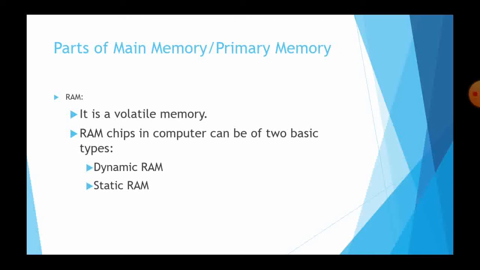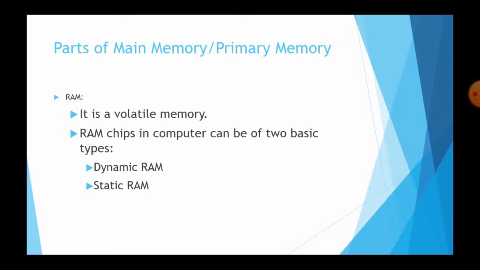Okay, let us learn the parts of main memory. The first memory is RAM. RAM means random access memory. It is a volatile memory and a temporary memory. When the power goes off, it will erase all the contents in the memory. The RAM chips in the computer have two types, dynamic RAM and static RAM.